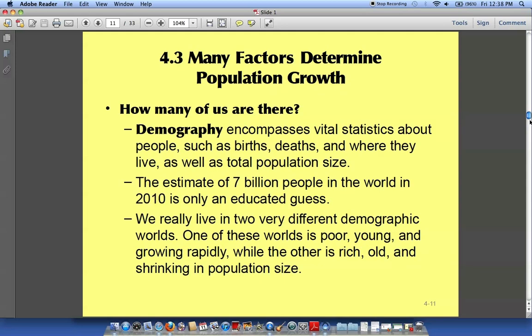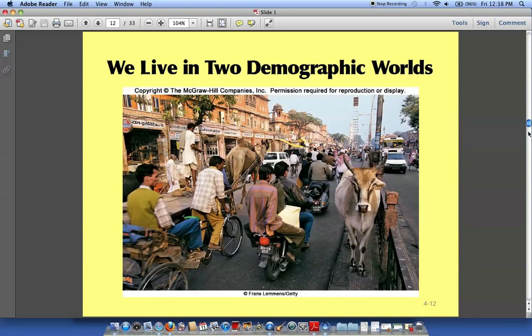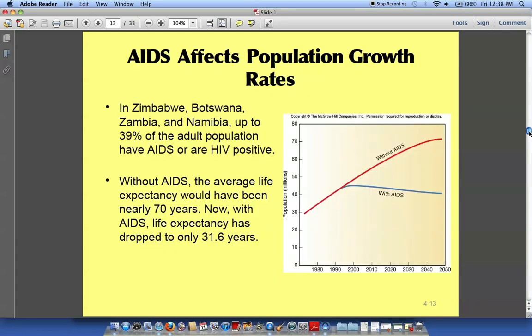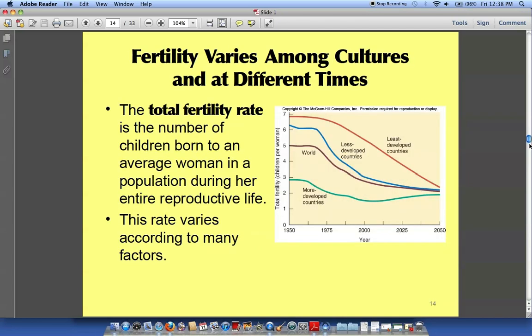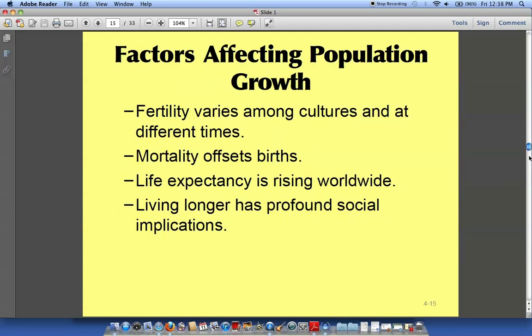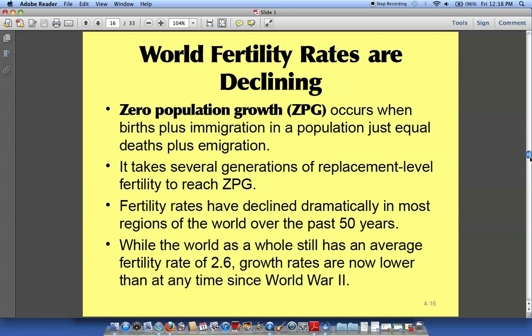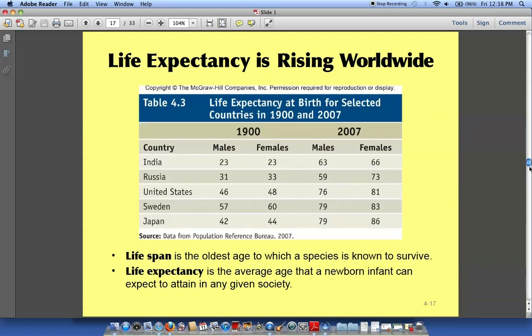Read through all these different people's opinions and what's going on here. How certain disease affects population, how fertility affects population, other factors affecting population growth rates, world population growth.